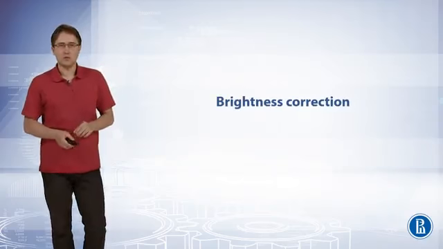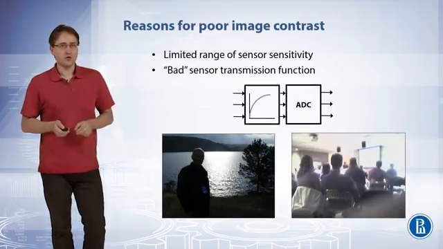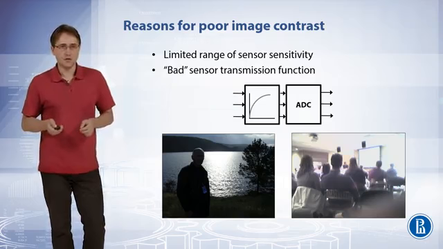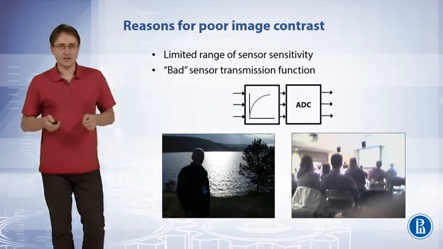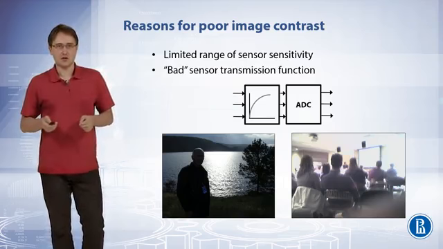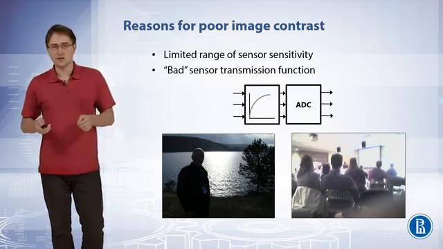Now we will talk about brightness correction, which can improve overall contrast in image. Poor image contrast is one of the common image defects. There are two main reasons for it. First is the limited range of sensor sensitivity. The second reason is bad sensor transmission function, meaning bad conversion from light energy to perceived pixels brightness.